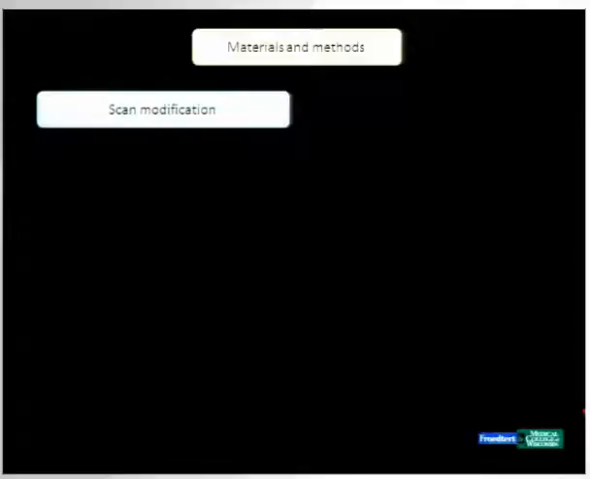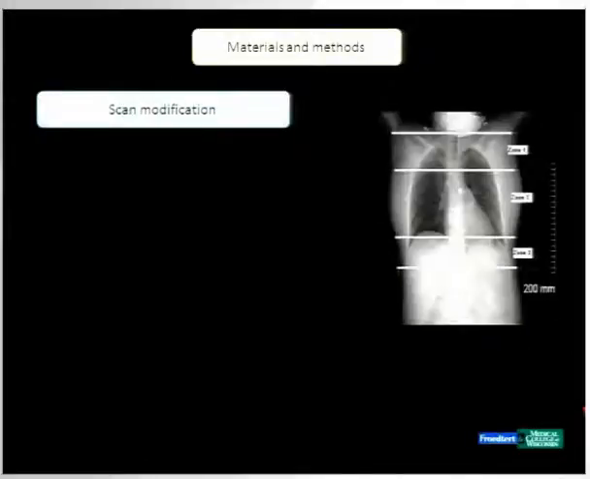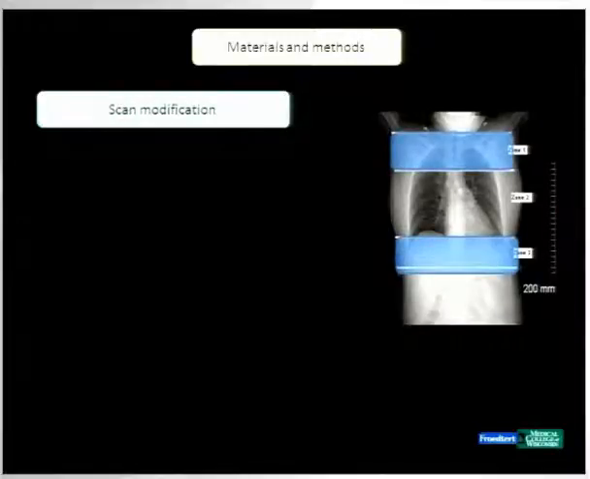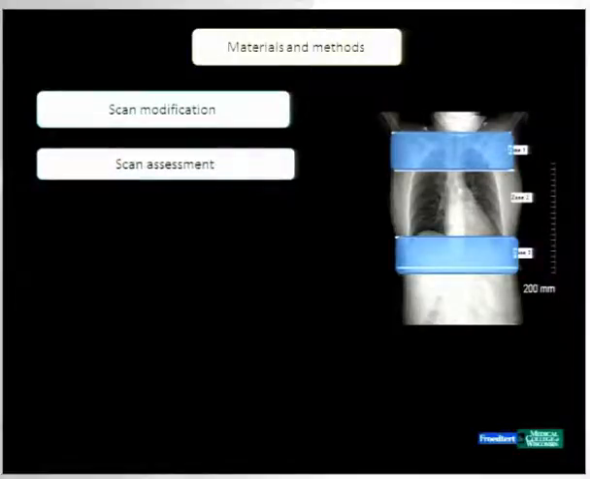These scans were then modified by our 3D tech in the 3D room, in which she removed the images above the aortic arch and below the base of the heart. The new series were created and loaded onto the PACS on a workstation. These were then assessed individually by 2 independent readers who scored them for PE and non-PE abnormalities. Their results were then compared with the original read by a third radiologist.